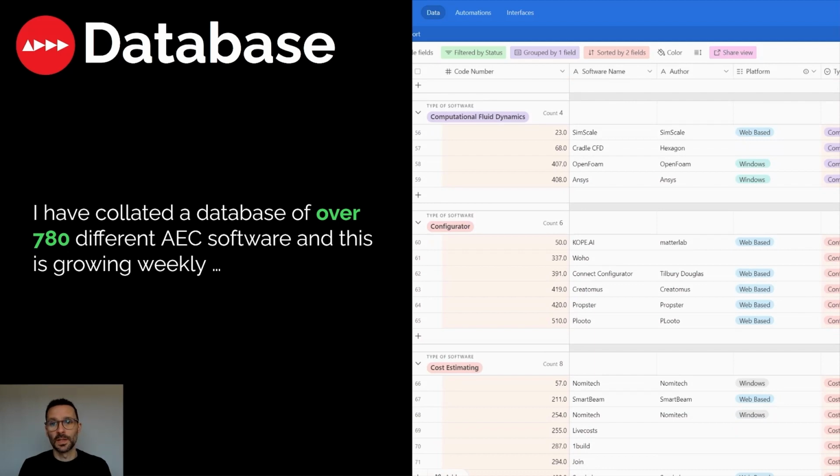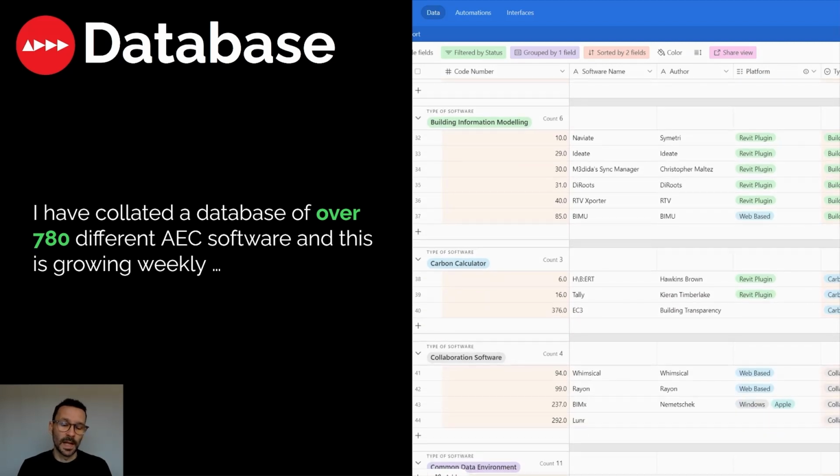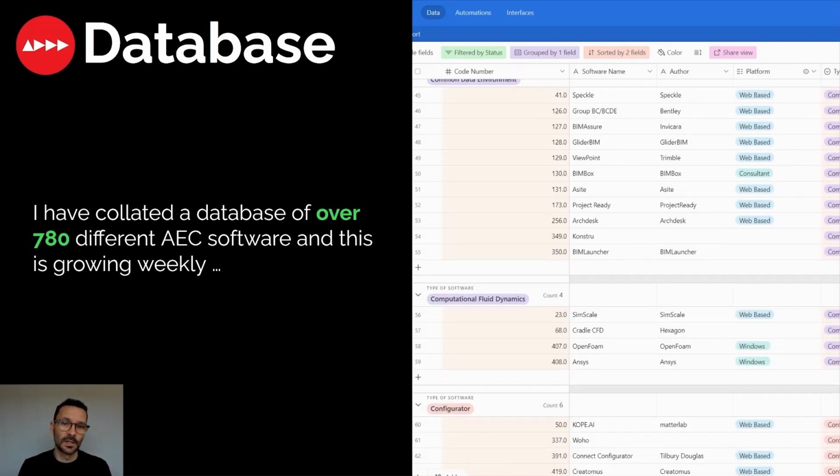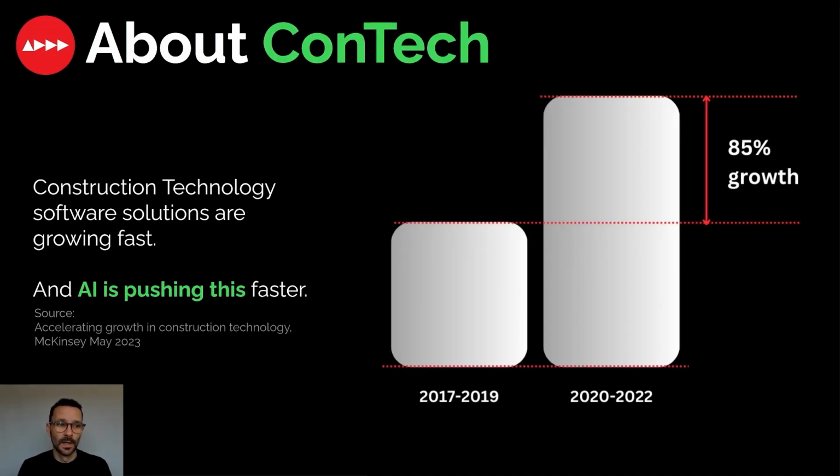Now, this has reached over 780 different architecture, engineering and construction solutions. And it's a database which is all named, tagged and categorized and has a huge amount of data in there. But what it was revealing to me was that this industry was expanding extremely fast. And looking into this in more detail, you can see that over the last few years, there's been exponential growth in the arrival of new construction technology software. And the advent of AI in the last year or so has really started to push that forward, where these AI tools are being leveraged into existing construction technology software or creating new software that bases around data sets. And that's moving the industry forward at an incredibly fast rate.